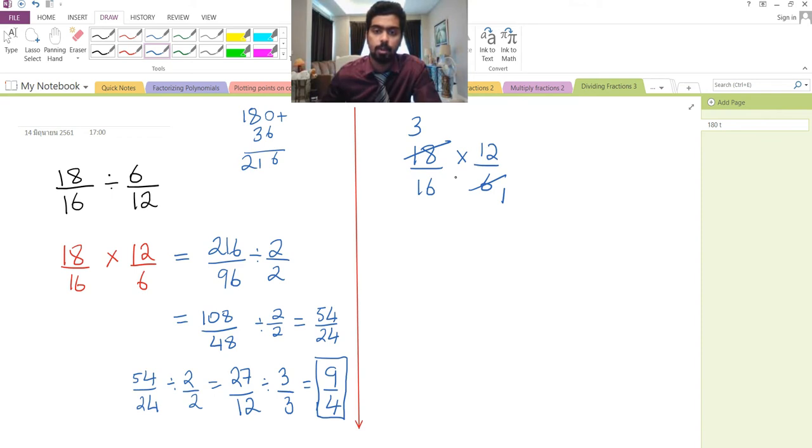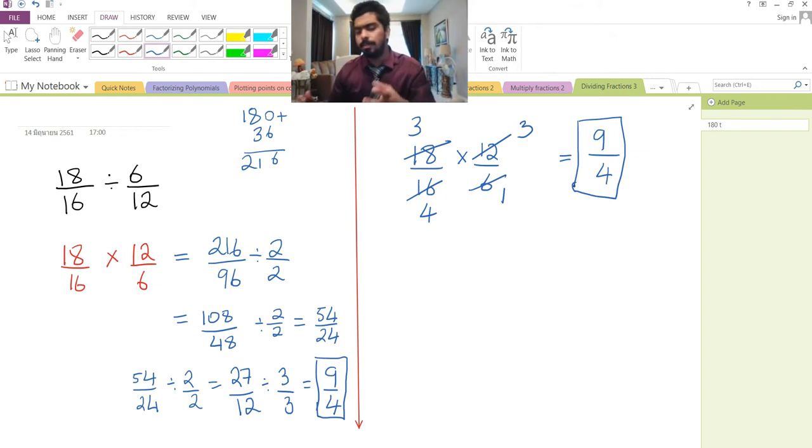Then what do we have? We can simplify 12 and 16. Both can be divided by 4. So 12 will change to 3, because 4 multiplied by 3 gives us 12. And 4 multiplied by 4 gives us 16. And what do we have here? We have our final answer: 3 times 3 is 9 over 4 times 1 is 4.